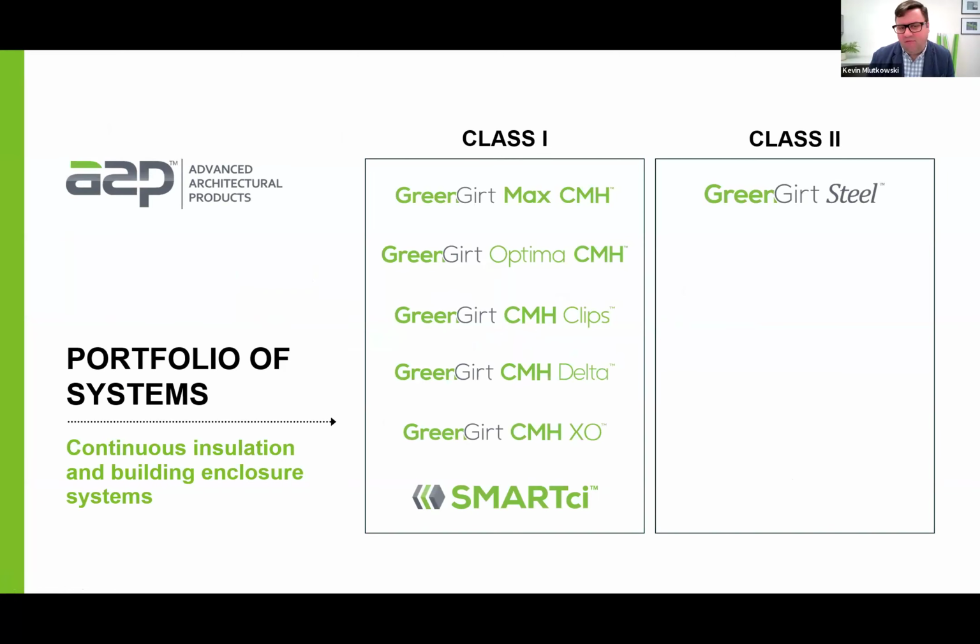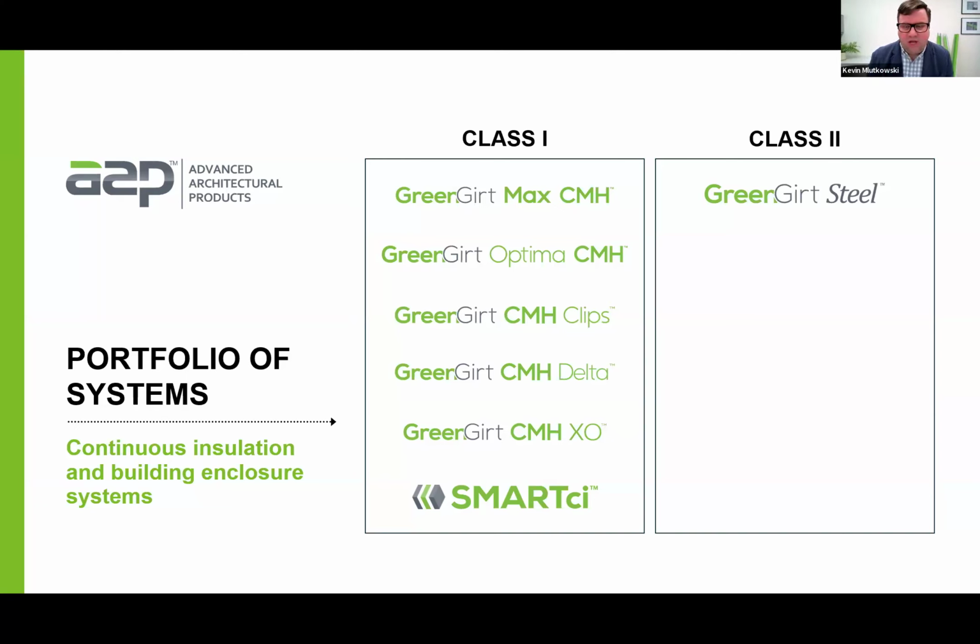Want to start off by saying, as you see on the left, those class 1 systems. For the past 14 years since Advanced Architectural Products has been manufacturing, we've exclusively manufactured composite metal hybrid systems, those class 1 systems that combine the thermal performance of fiberglass products with the structural integrity of steel-based products. And we've been manufacturing those, almost 4,000 projects throughout the US and Canada to date.